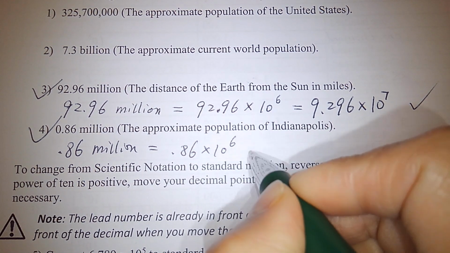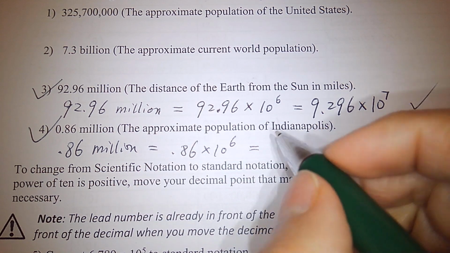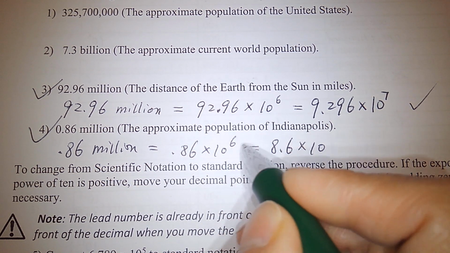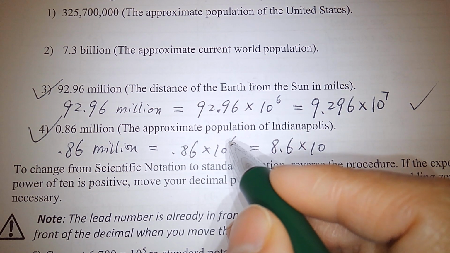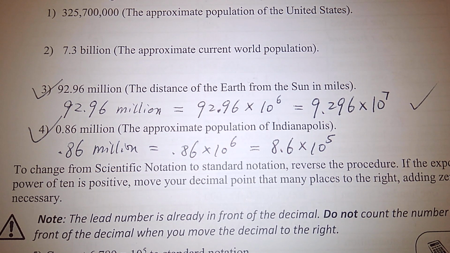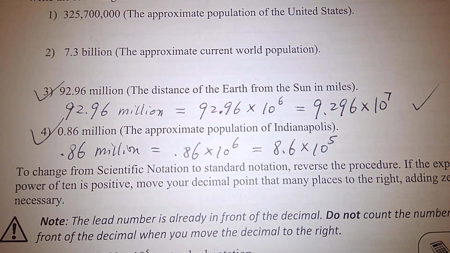6, right? However, this is not in scientific notation. We have to move the decimal point to the right for 1 digit. Then we're going to reduce the exponent by 1, right? So, 10 to the 5th. Wow, good. Yeah, correct. Okay, correct answer. So far, so good, everybody?